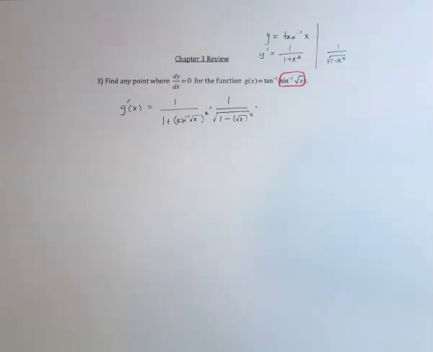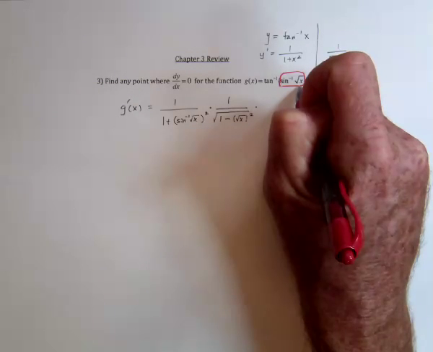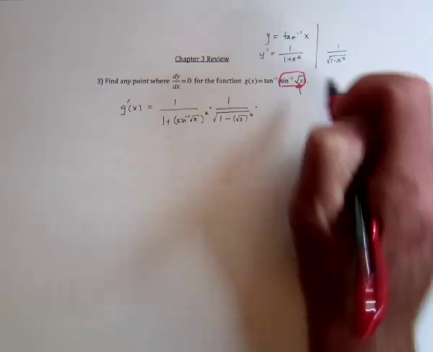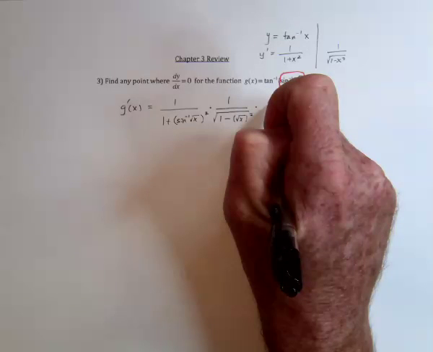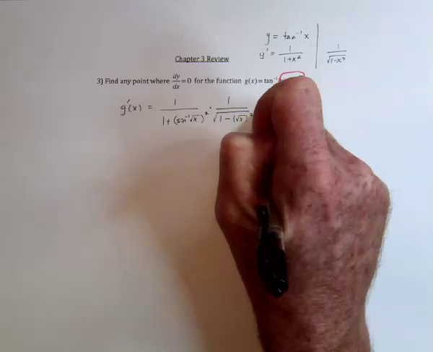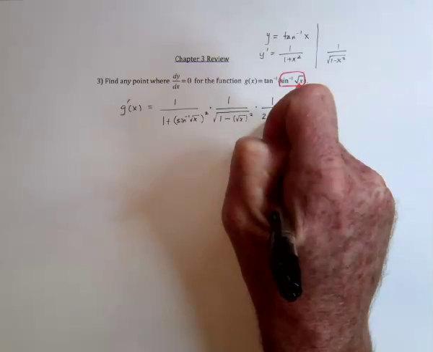And then we've got one last chain rule because the very innermost function is this square root of x. So then we also need times the derivative of the square root of x. So that would be derivative of a square root of x is 1 over 2 times the square root of x.